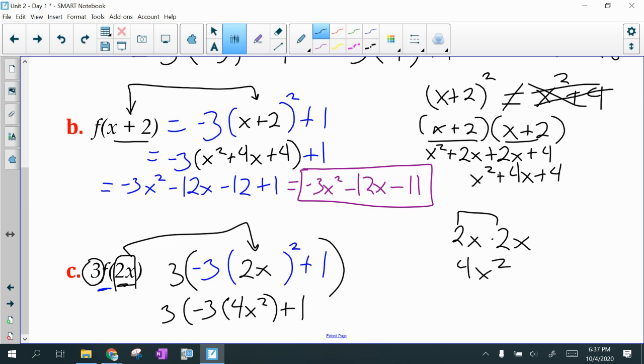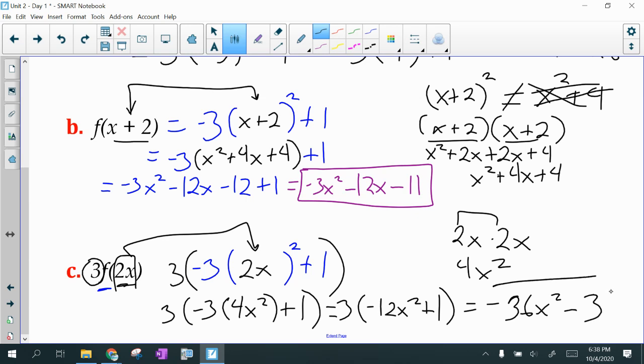And then let's just clean this thing up a bit. So I now have, again, I'm going to leave the 3 outside. I've got -3 times 4, which is a -12x squared, and plus 1. And finally, I'm going to distribute to give me -36x squared minus 3. Okay, so once again, I've gotten myself someplace. Not terribly exciting, but still is going to get me towards an answer, and that's good.